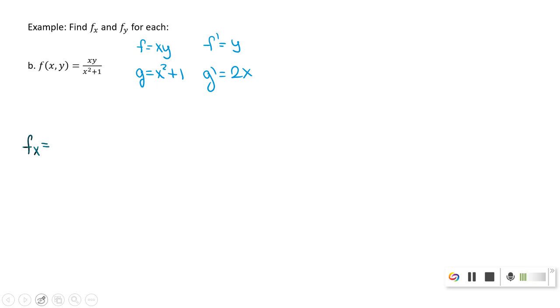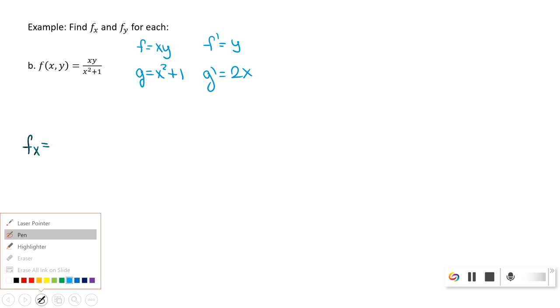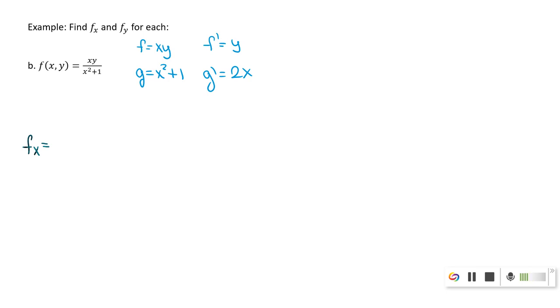And so then the derivative of f, again, we're doing this with respect to x. So we've got this xy. y is like the constant, so the derivative is just y. I labeled that f prime just because that's how I have my quotient rule memorized, but technically we found the derivative of f with respect to x. And then if our g is x squared plus 1, our derivative of g with respect to x would be 2x.